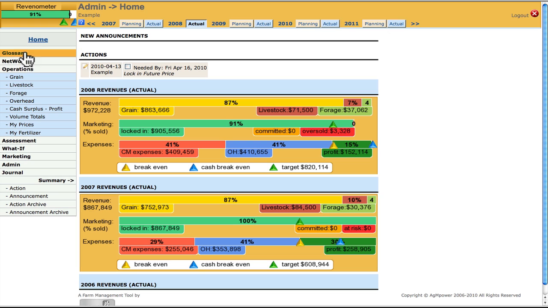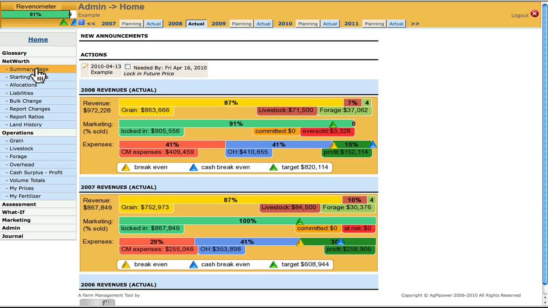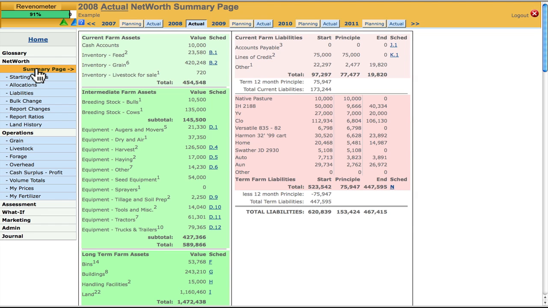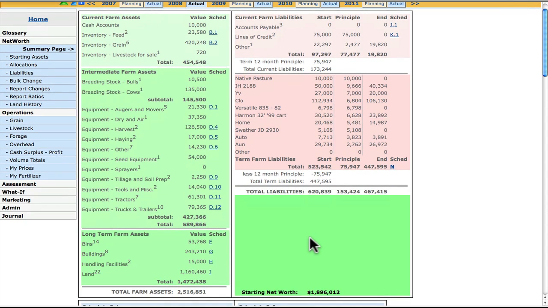When you get into the home page, go to the Net Worth Summary page. This example farm already has their financial statements, which means they put in their assets and liabilities already. In the summary page, you'll be looking on the left side at what your assets are and down to what the total is, and your liabilities, and it'll total up your current farm liabilities and your total liabilities. The bottom right is going to be assets minus liabilities equals your starting net worth, in this case of $1.8 million.